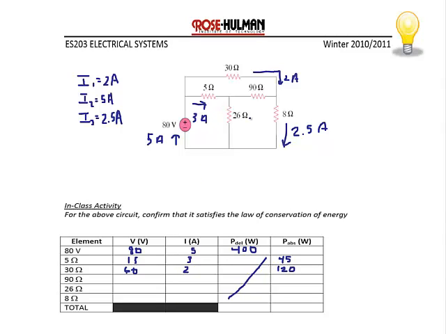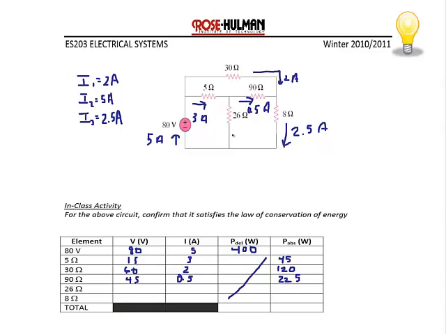The 90 ohm resistor is also a combination of mesh currents to create a branch current. I have 2.5 amps to the right, 2 amps to the left. So that gives me a net 0.5 amps as the branch current. So 0.5 times 90 is 45 volts. So the power absorbed by that resistor is 22.5 watts.